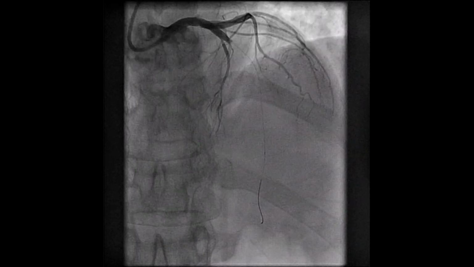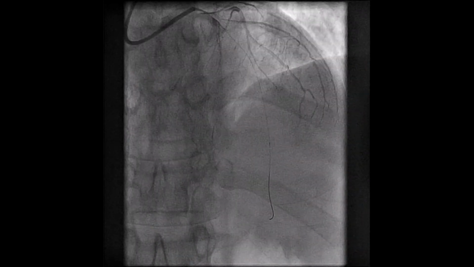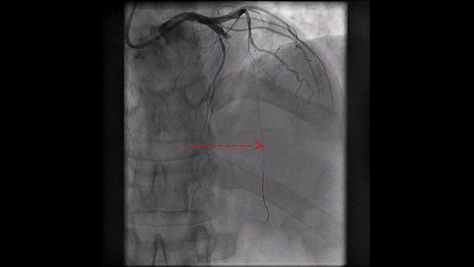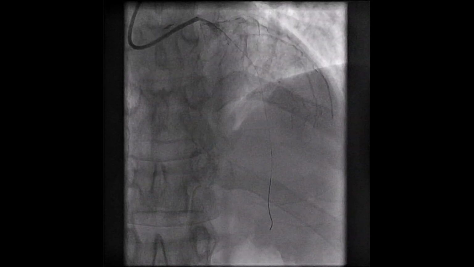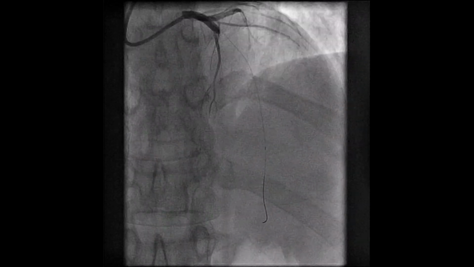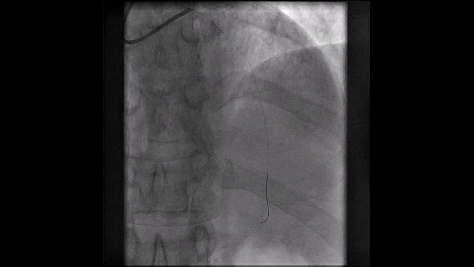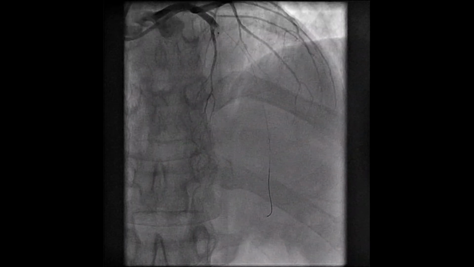Now that we know where the obstruction is, treating it is the only thing left. First, we will have to pass an angioplasty guide wire through the closure. Sometimes passing the guide wire partially opens the artery and allows us to see the distal bed. However, this is not the case.